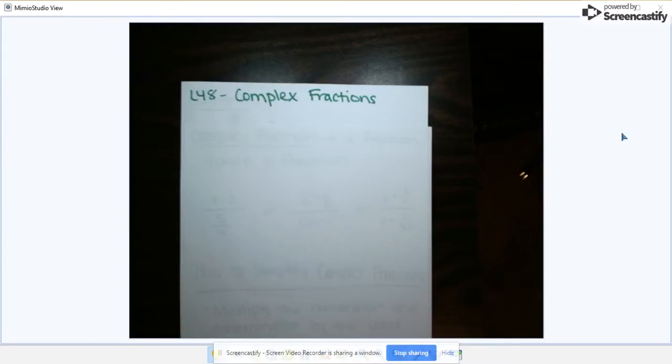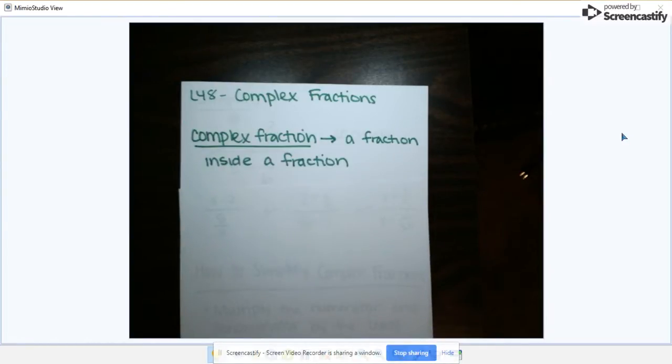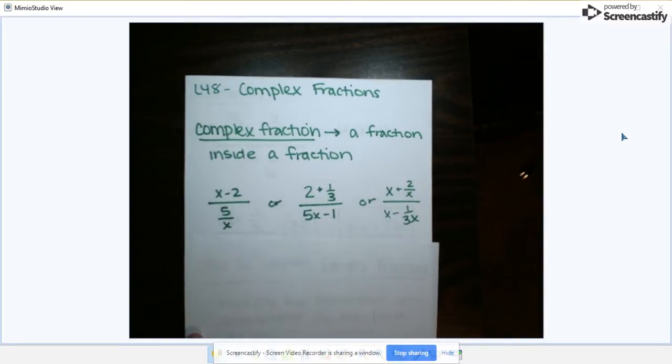All right, we're going to look at complex fractions today. A complex fraction is when you have a fraction inside your fraction. So you could have a fraction on the top, the bottom, or both. I give all three of those examples here.